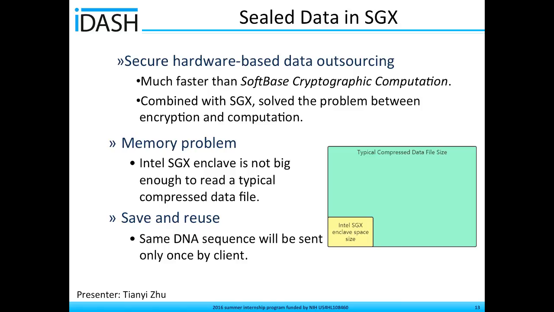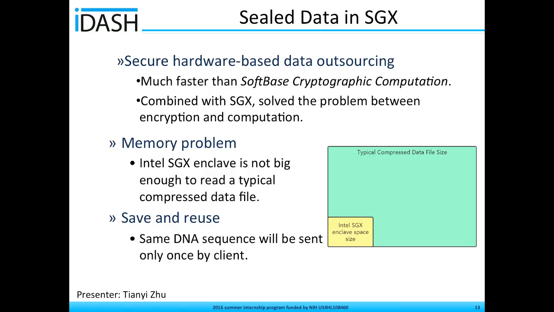And the second thing is about the memory problem. This picture shows you the different sizes between a typical Intel SGX enclave space and a typical compressed data file. You can see that the file is really large, much bigger than the enclave size. So we need to split the data file into small pieces and save them outside the enclave, in untrusted memory or on some disk of the server. And the third thing is about save and reuse.